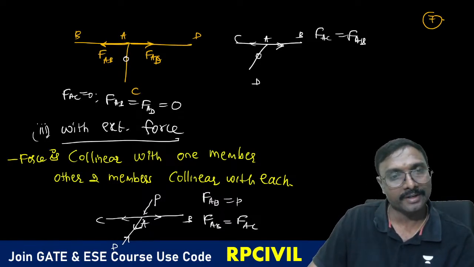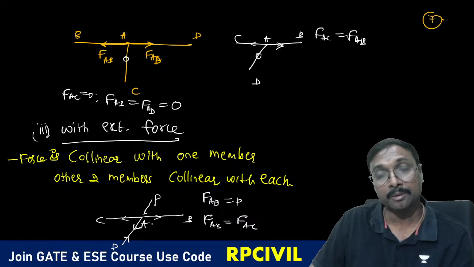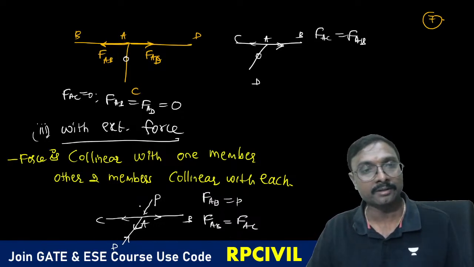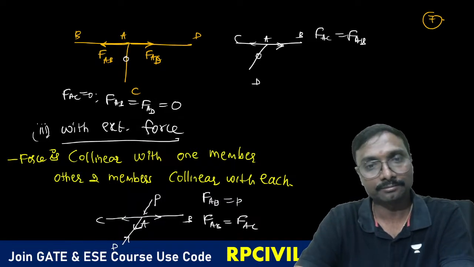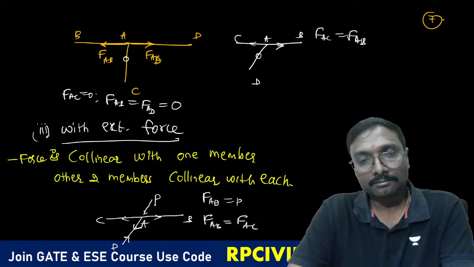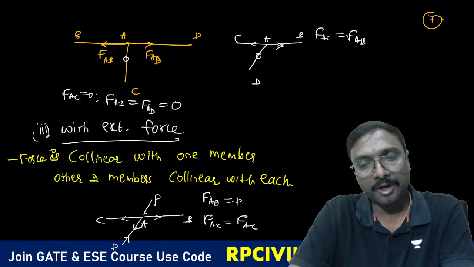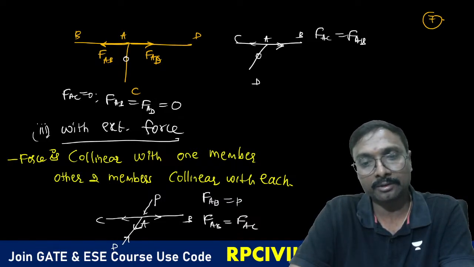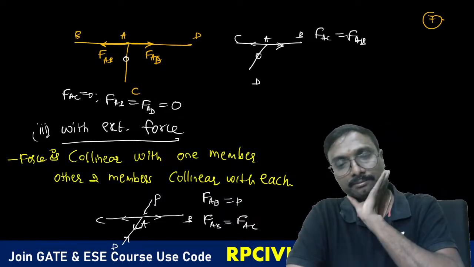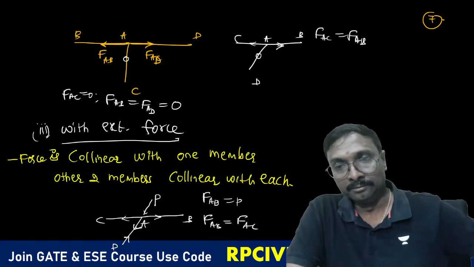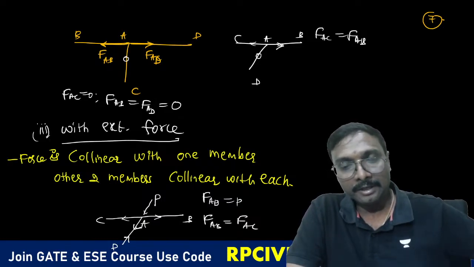Because this load is collinear with this third member, the force in the third member is exactly equal to the external load. That is with external load. If no external load is acting, it may not become zero, okay? Because nobody is there to balance, no force will be there. Note this and tell me. Done, everyone?